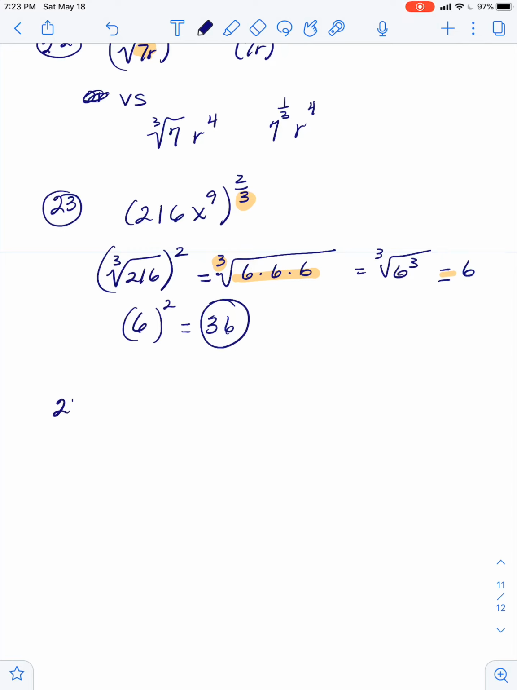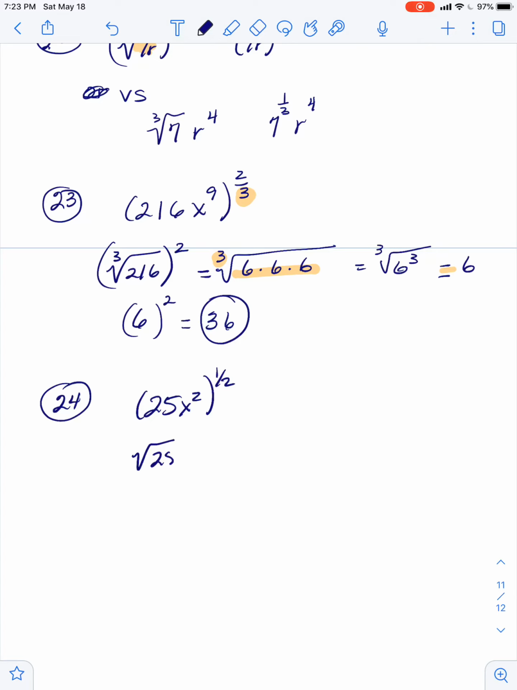24. This one's not as hard. 25x squared, and it's to the 1/2. Oh, I forgot to do the variable up there. I'll come back to 23. So I want 1/2, which means the square root of 25. That's 5. And the square root of x squared, x squared to the 1/2. Remember, we multiply these. That would just give me x. Final answer.